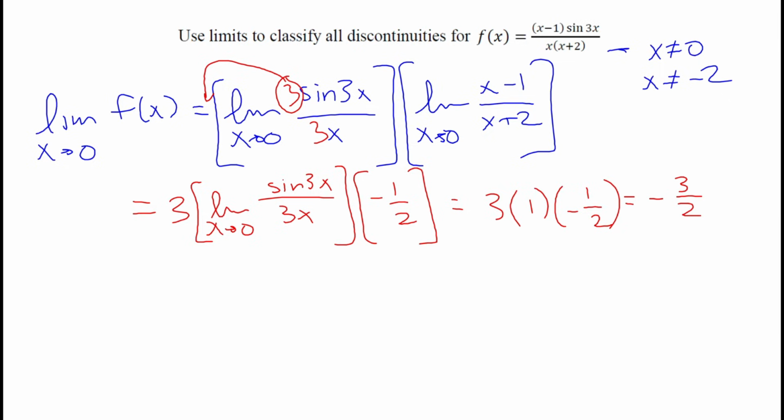But of course, we know that the function doesn't exist at 0. Right? F of 0 does not exist, and therefore, this should be a removable discontinuity at 0.